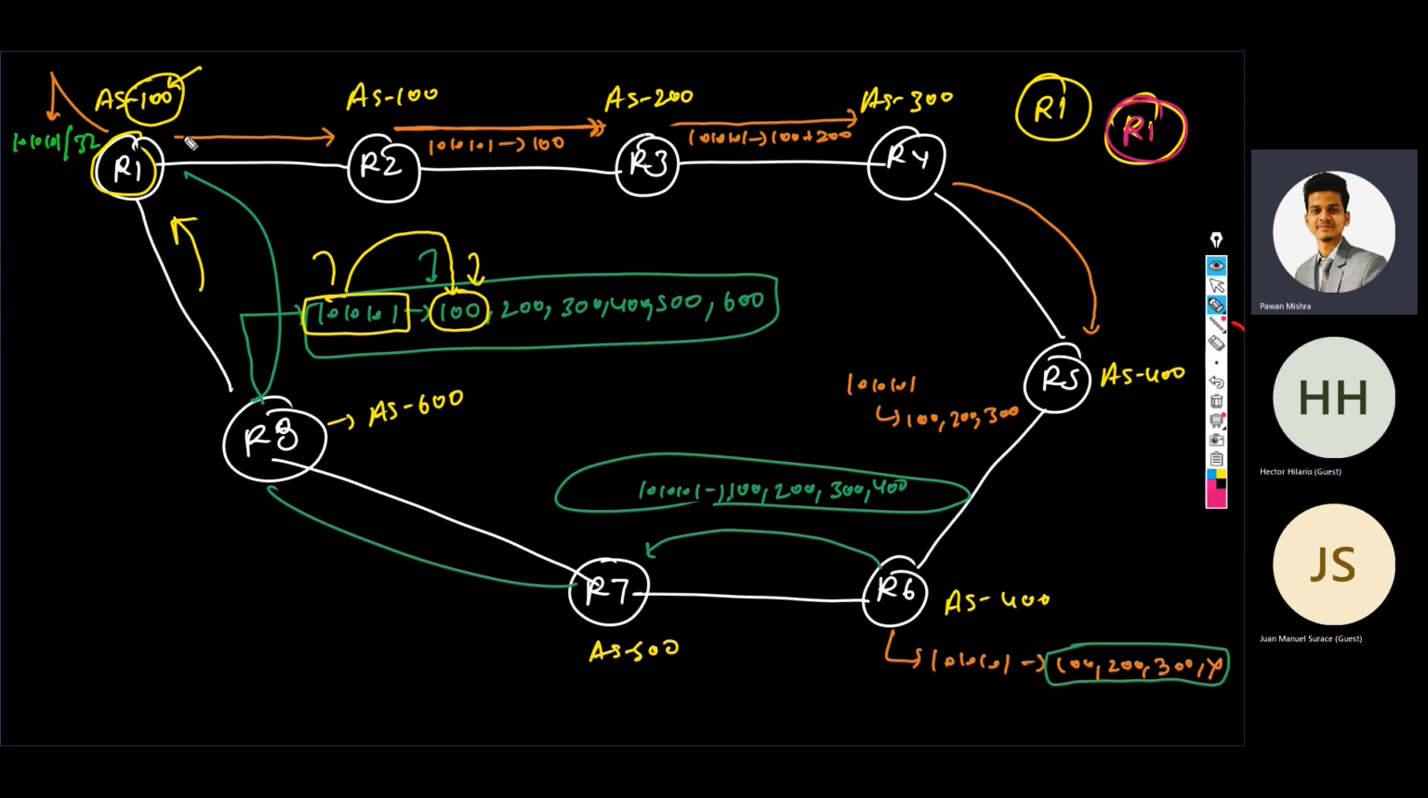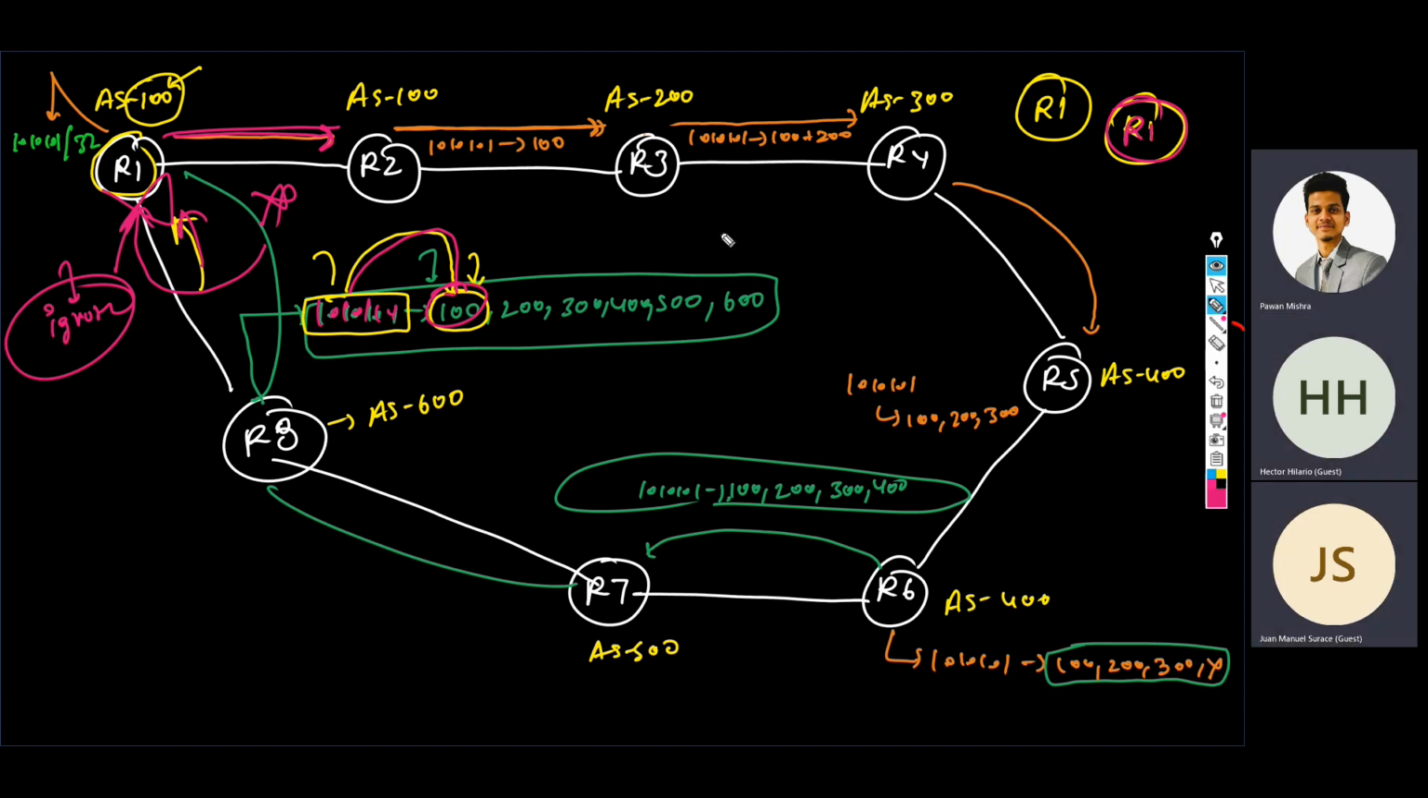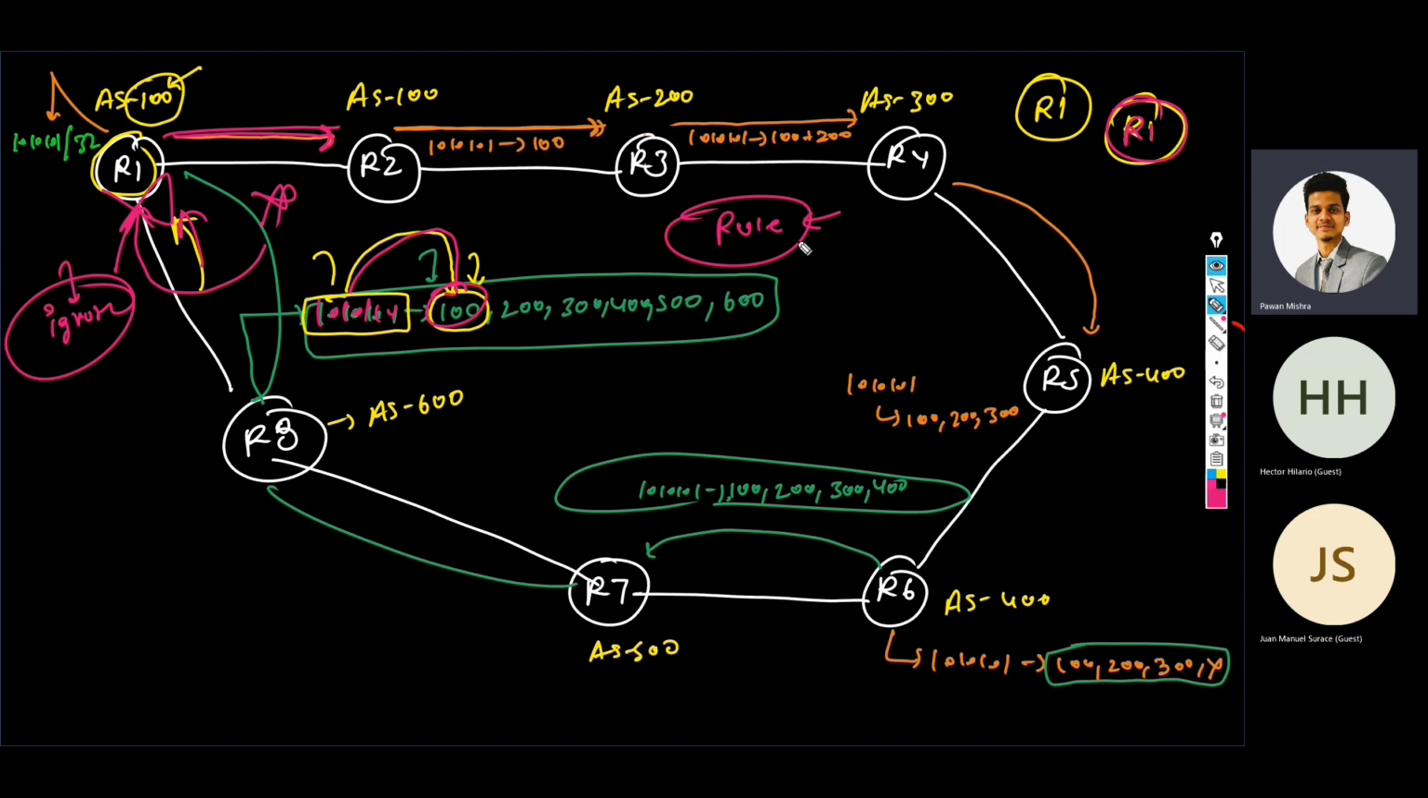R1 originated this route, and R1 receives the same route from a different interface. So what is the rule? When I receive the same route from a different interface with the same AS, this router will ignore the route. It doesn't happen automatically; we have a rule. This is the eBGP loop prevention mechanism.